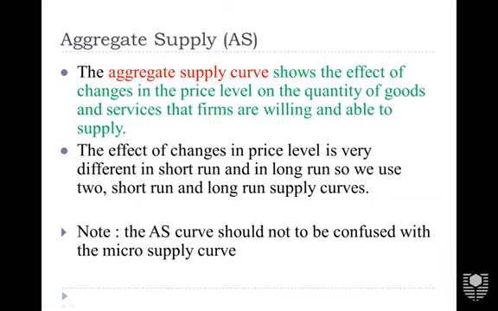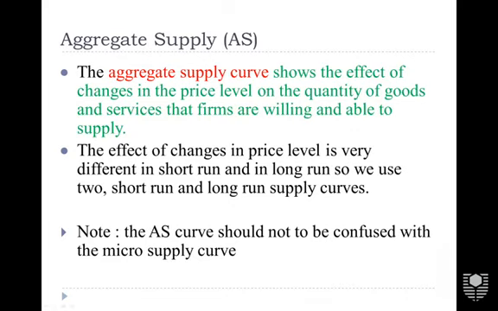Because the effect of changes in price level will be different in the short run and the long run, we'll have to have two supply curves, a short run supply curve and a long run supply curve. And again, note that the aggregate supply curve is not the micro supply curve. It's different. Though you can use the same understanding of the micro supply curve here, they're different.